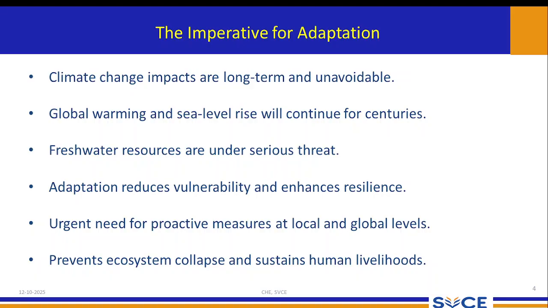In a similar way, the fresh water and whatever resources are available on the earth need to be protected, and then we need to go for the next alternative when there is depletion or a drought in some regions. So you need to think of this. Adaptation is a very important parameter. Adaptation reduces vulnerability and enhances resilience.